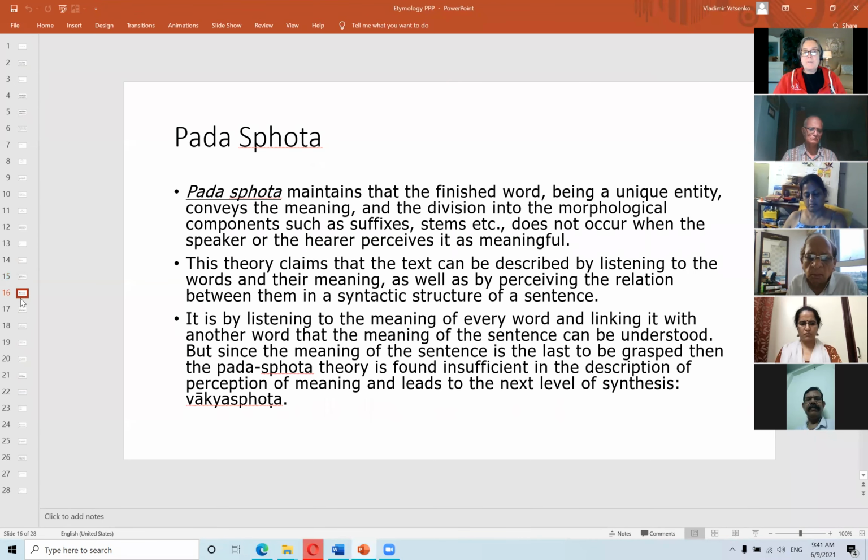So Varna Sphota is that sound quality, or that particularity of these choices of the phonemes within the word.